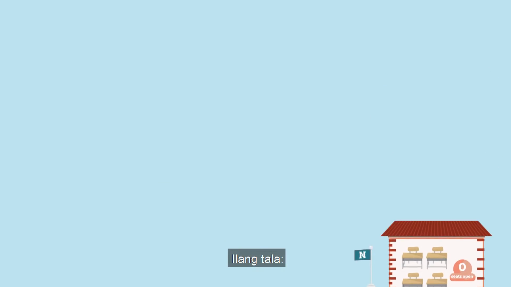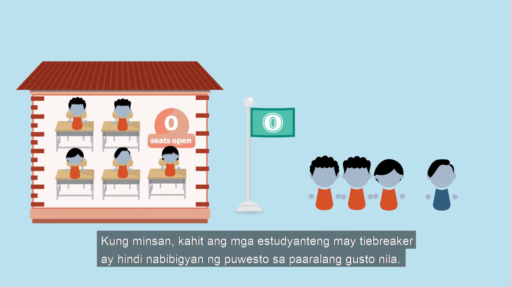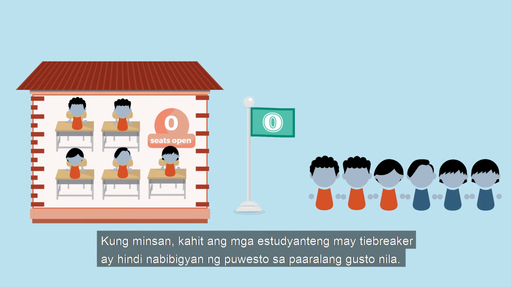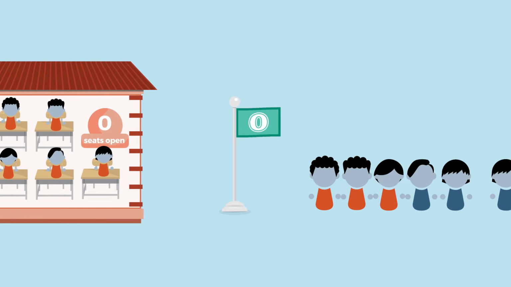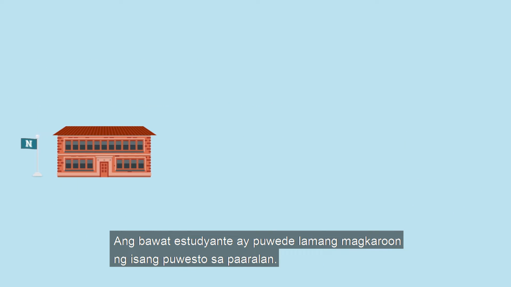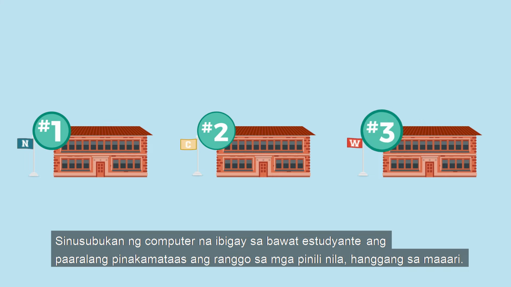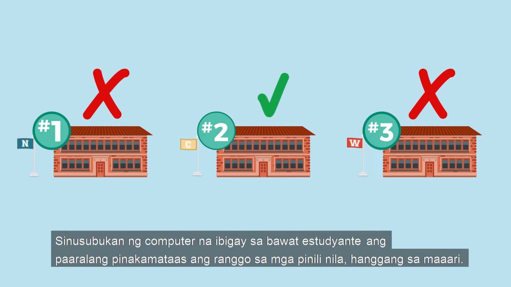A few notes. Sometimes even students with tiebreakers don't get assigned to the schools they want. This happens when there are more students than openings at that school. Each student can have only 1 school assignment. The computer tries to give each student their highest choice of school possible.